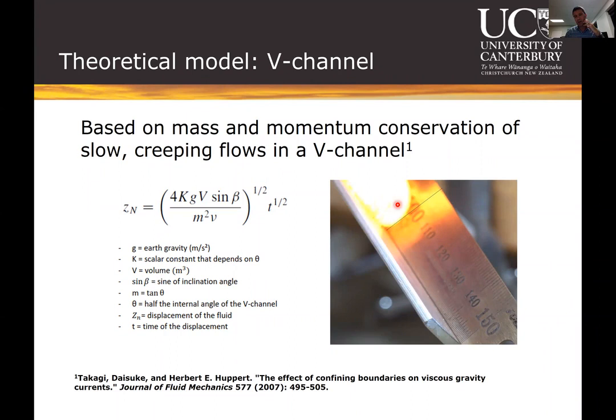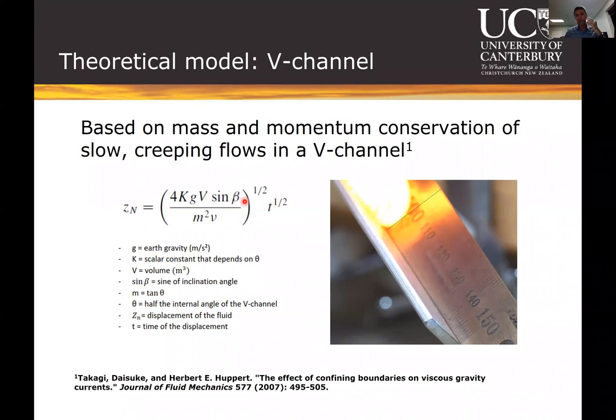This is what the similarity solution effectively looks like. Zn here is the location of the front, and you see that the location of the front depends as the square root of the time. You've got a big prefactor here, and in this prefactor, everything is known except the viscosity. So if by doing experiments, you get a relationship between the front location and t to the power 1/2, that gives you a way to recover the viscosity, which is what we've got here.